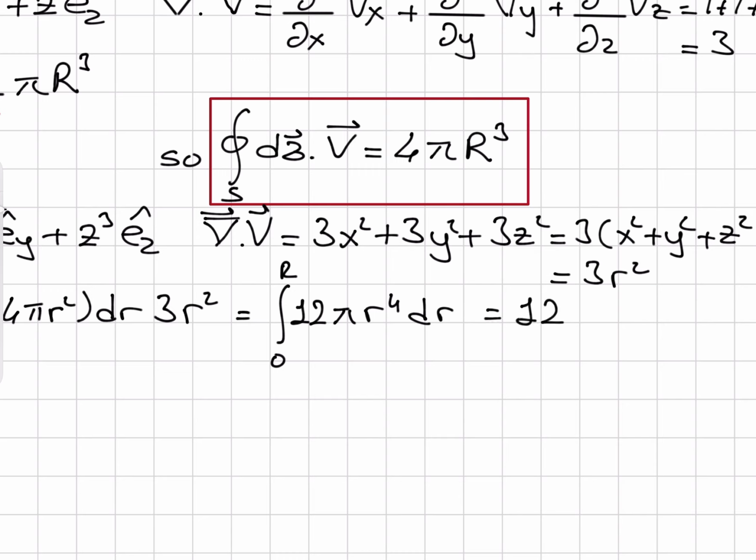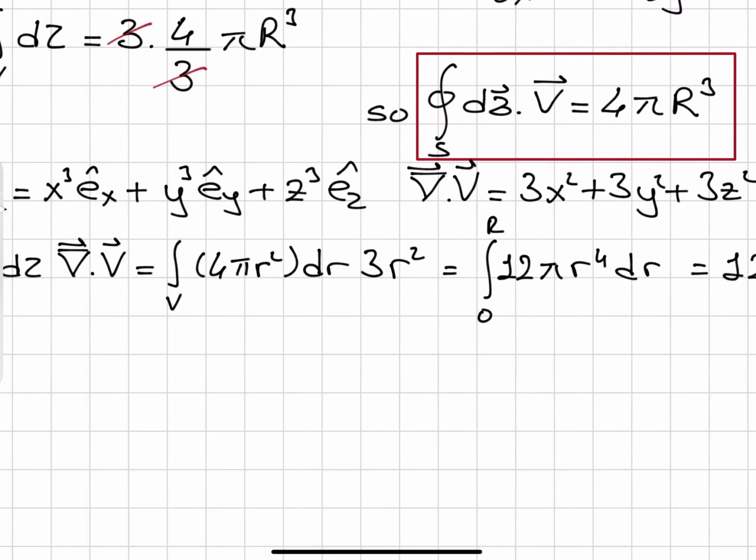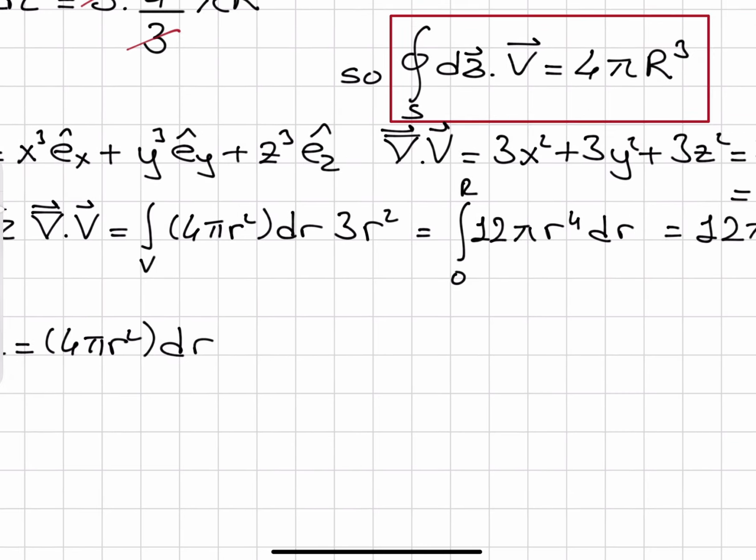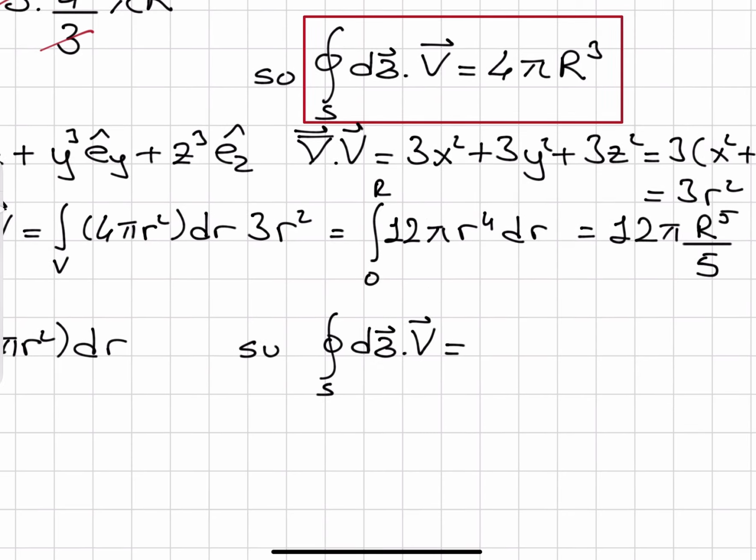12π capital R to the fifth power divided by 5, obviously. So here we have used for dτ the small volume element 4π r squared dr. Therefore, our answer to the closed surface integral dσ dot product with vector V this time is 12/5 π capital R to the fifth power.